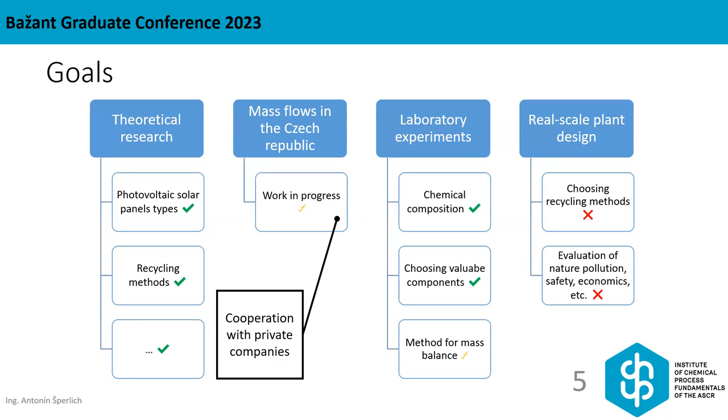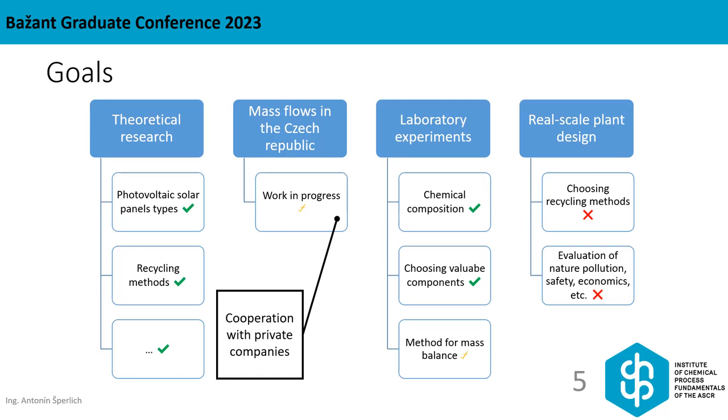Now I will move to our goals and also results. On this work, we cooperate with private companies, and this work will be part of a European project. In the beginning, I started with theoretical research to find out how many solar types we have, what the possibilities are to do with them, and also to study some patents and books.